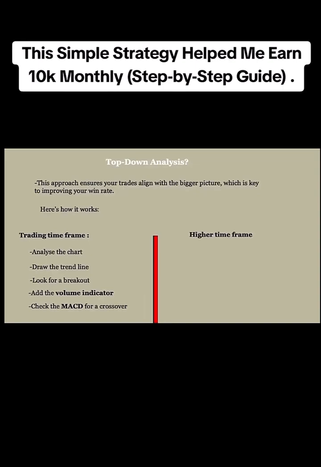Next, move to the higher time frame to confirm the overall trend and key levels. This step ensures that the higher time frame supports your trade and doesn't present any conflicting signals. Once everything checks out on the higher time frame, return to your trading time frame to execute the trade. This process ensures you're trading with the bigger picture in mind while executing with precision on your chosen time frame.